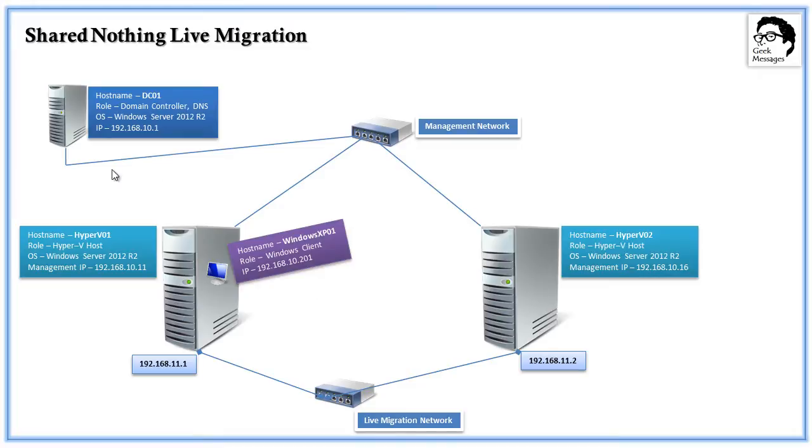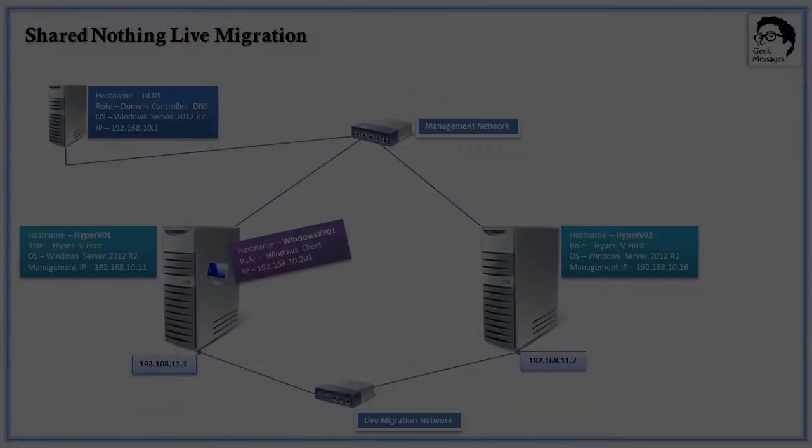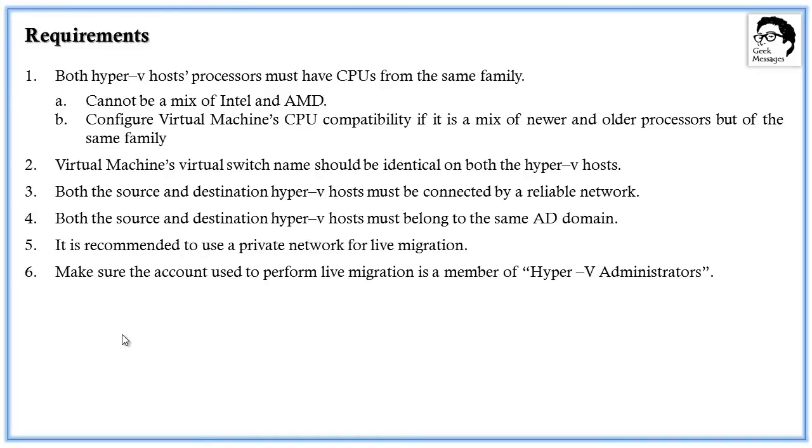So I have set up this lab and I have two Hyper-V hosts. Both Hyper-V hosts are running Windows Server 2012 R2. Each Hyper-V host has two network cards, one for management, which is also used for the virtual machine network, and another network adapter for live migration. So before we start doing the live migration of this virtual machine from one host to another host, let's look at the requirements that are needed for shared nothing live migration to work.